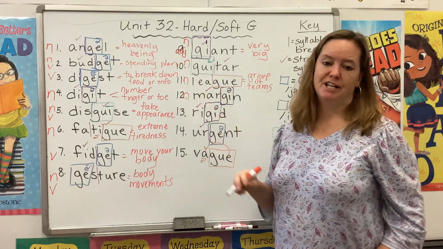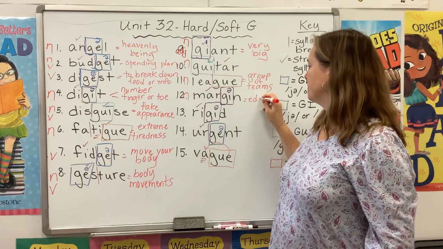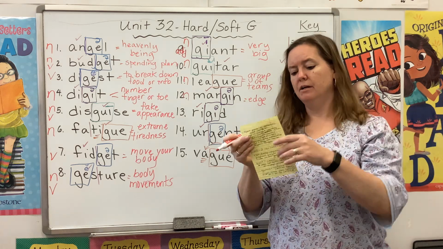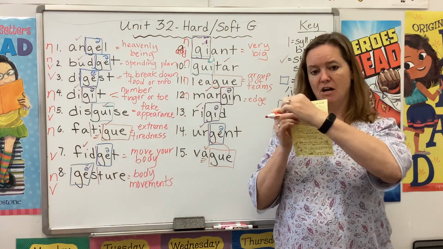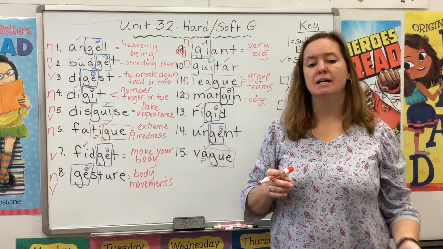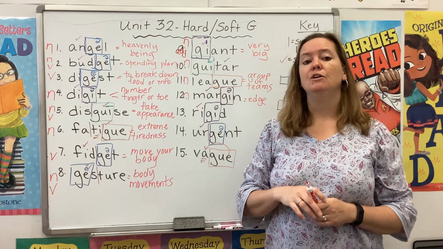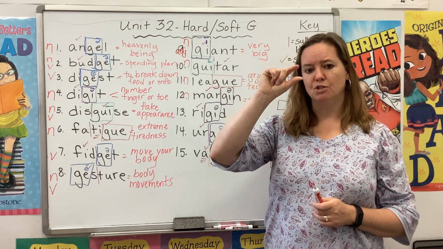A margin is an edge of a paper. So when you're writing on your paper, you try not to go all the way to the edge. You try to leave that margin, that space around it. If you're typing something on the computer, like a Word document, you can set your margin so that there's either a lot of white space or just a little bit.